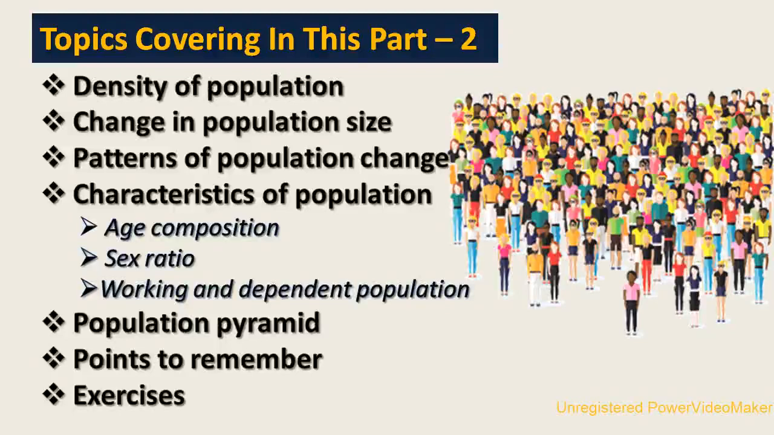First one, density of population. Second, change in population size. Third, patterns of population change. Fourth, characteristics of population. Under this, there are three different subtopics: age composition, sex ratio, working and dependent population. After that, you will come to the end of this chapter with the population pyramid topic. By that you will get points to remember, and finally you will get exercises of this particular chapter.